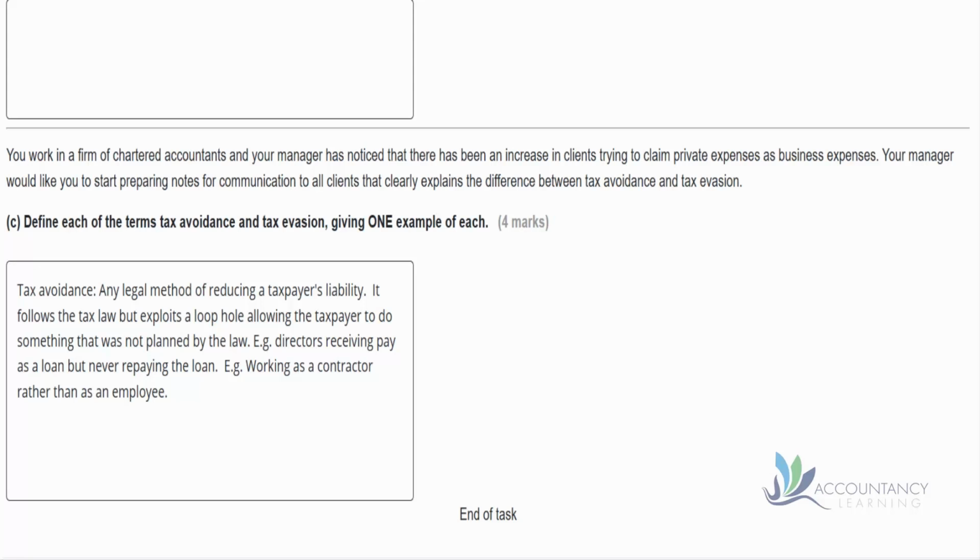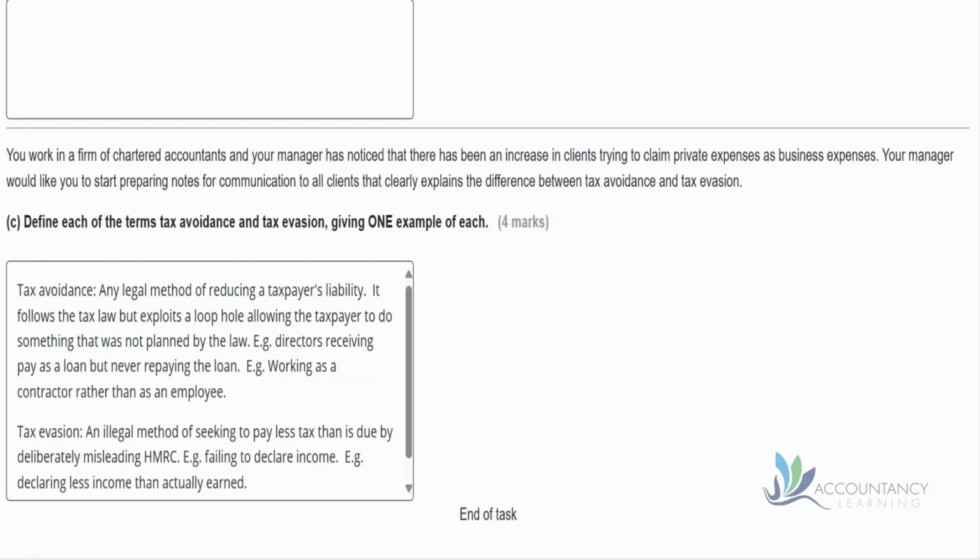Another example would be working as a contractor, invoicing the company rather than as an employee, and this would allow the employee to save paying national insurance. And then about tax evasion, so this is an illegal method of seeking to pay less tax than is due by deliberately misleading HMRC. So we could do this perhaps in a couple of ways. We could simply hide information from HMRC, or possibly just lie to them and provide them with false information.